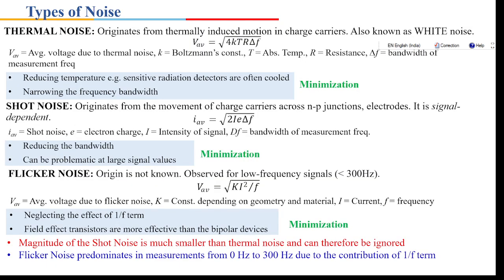It has further parts, like thermal noise, which originates from the thermally induced motion of the charge carriers. Charge is being carried and there is some heating, due to which this thermal noise is occurring, and it is also known as white noise. Okay, so this is the formula to calculate this white noise, where this is the average voltage due to the thermal noise. This is a constant. T is temperature, R is resistance, and delta f is the bandwidth of the measurement frequency.